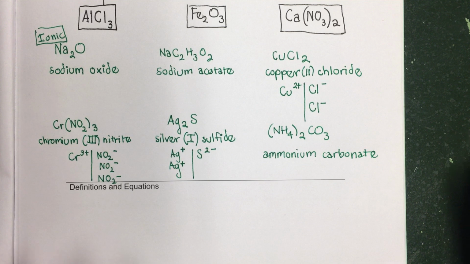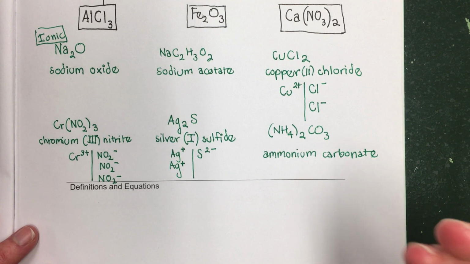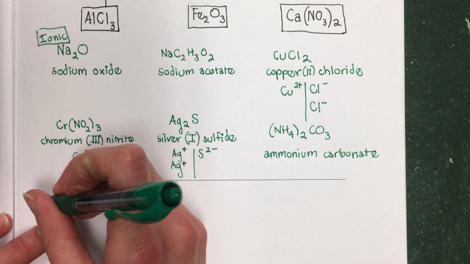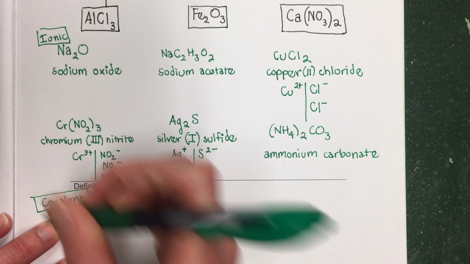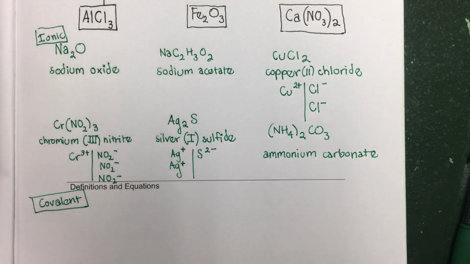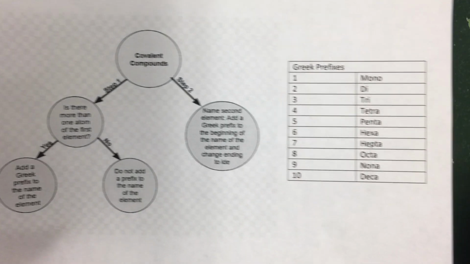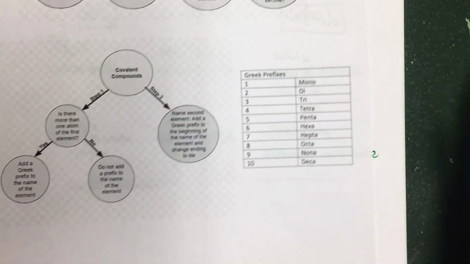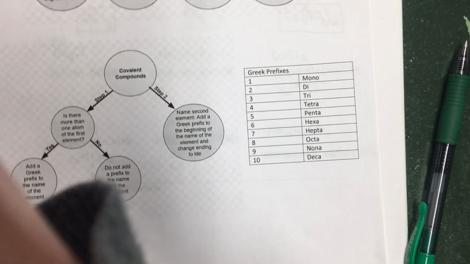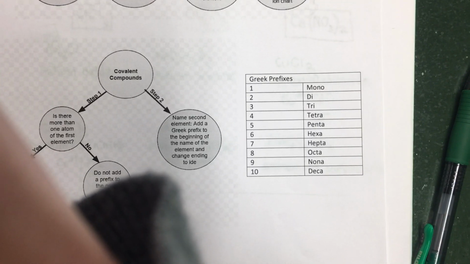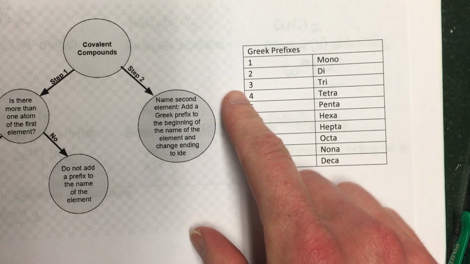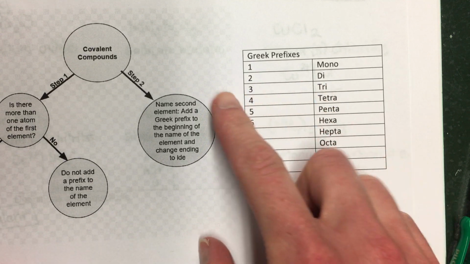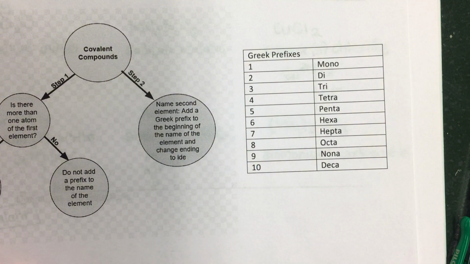Now, there is an entirely different system for covalent compounds, but it's easier, actually, than naming ionic compounds. So I'm going to explain it to you, and then we'll do a few examples down here. So basically, if it's a covalent compound, you're going to use these Greek prefixes. So you've probably heard the name carbon dioxide. That comes from the Greek prefix for the number 2, which is di. So that's like carbon with 2 oxygens, is carbon dioxide.